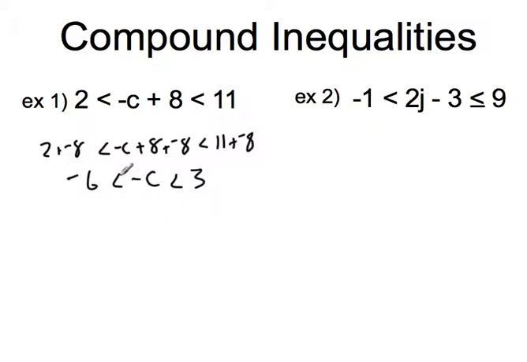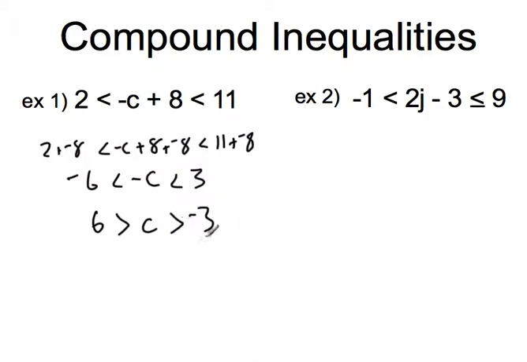Okay, and then we have to multiply everything by negative 1, because negative 1 is the multiplicative inverse of negative 1, so we have to multiply everything by negative 1. When we do that, we reverse the signs because we're multiplying by a negative number. So negative 6 times negative 1 is 6. This sign reverses. Negative c times negative 1 is c. This sign reverses. And 3 times negative 1 is negative 3.